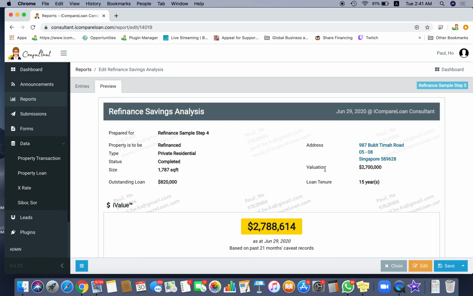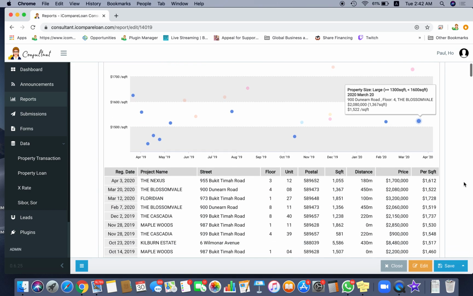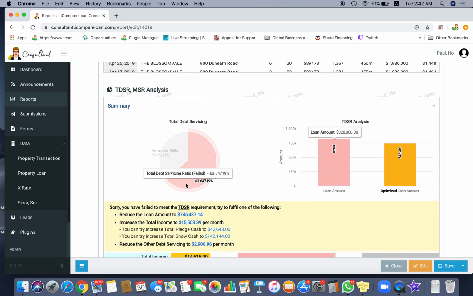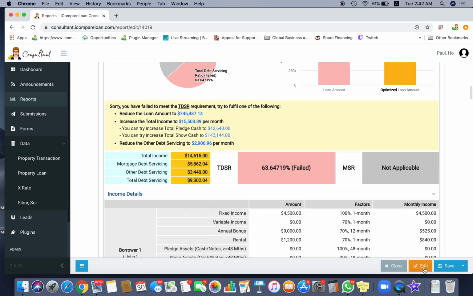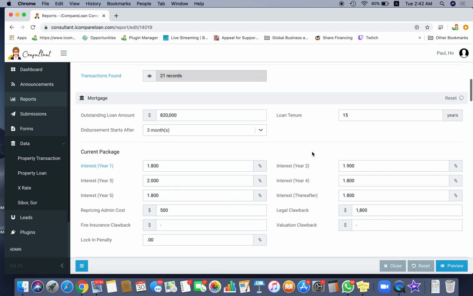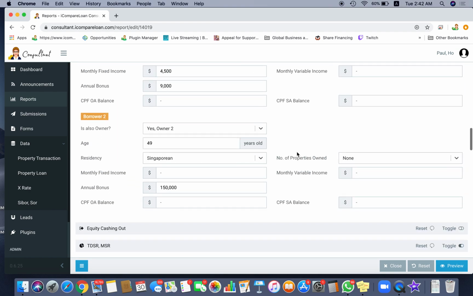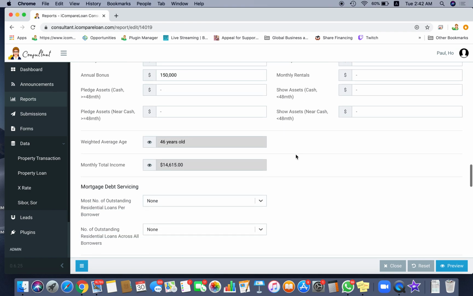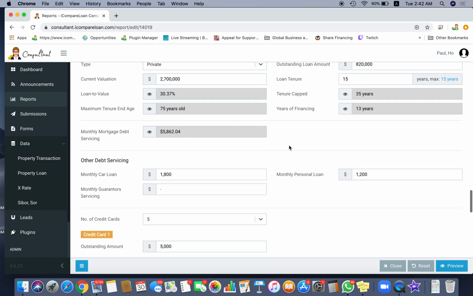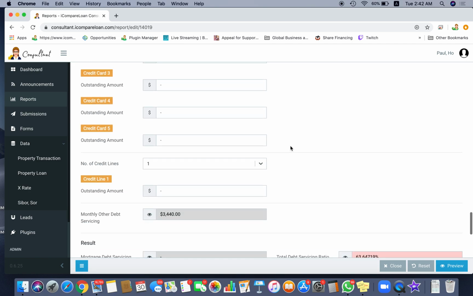Let's do a preview on that. And then you can run the TDSR again. Oh, it's better but still fail. Then what do you do? Yeah, I do remember that I have invested some money in shares and stocks. And what would that be worth? Let me give you the figure in a while.